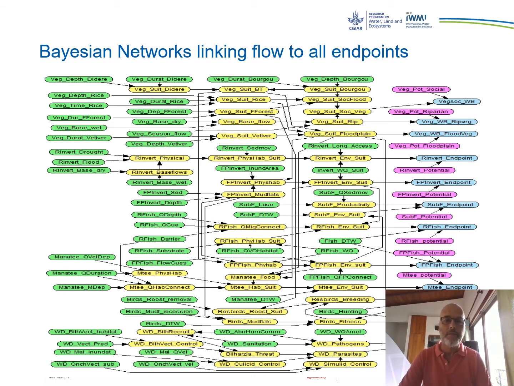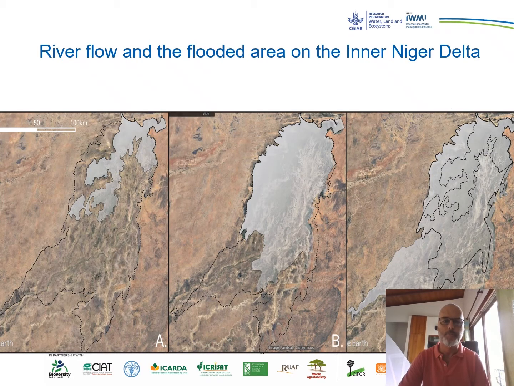The evidence of this flow-fish relationship and all the others are combined into Bayesian networks, all integrated together, because at the end of the day, they are all influencing each other. And these are integrated so that the river flows that will provide the optimal combination of ecosystem protection and livelihood support are described as the E-flows.